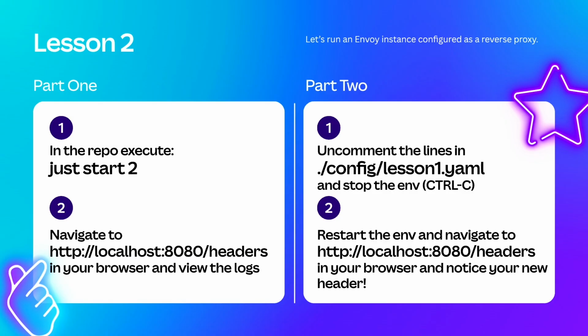All right, so basically, similar to the other one, just do just start two, or follow the instructions in the setup guide if you did not install just. And basically then just go to that URL and look at the logs. And then we're going to edit one of our little config files. That should say lesson2.yaml. I apologize. So edit lesson2.yaml, and you'll find some commented out lines in there, and then run it again.